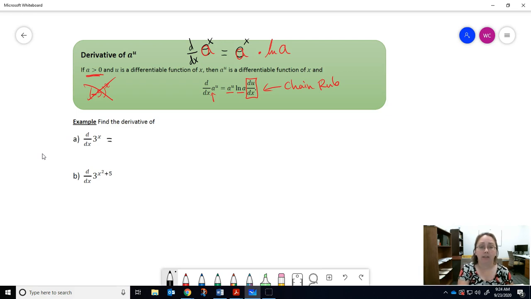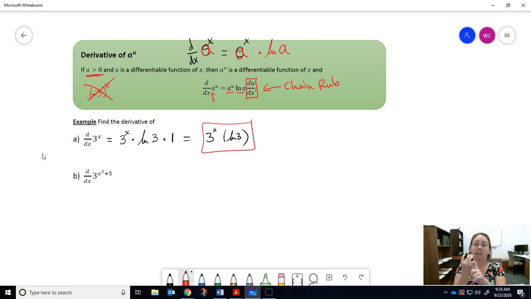Well, the rule says we keep the same thing, 3 to the x, times ln of that base. The base is the 3. Then times the derivative of the inside, but in this case, that's x. So this is actually the shorter version at the top that I wrote. So you just write 3 to the x times ln of 3, and that's your derivative. So keep it the same, ln of the base, and then if the function is something interesting, other than x, multiply by the derivative of the inside.